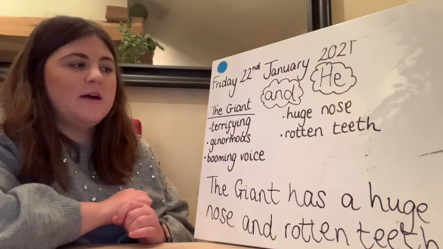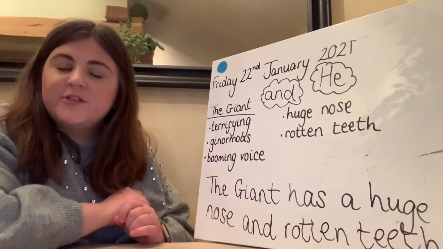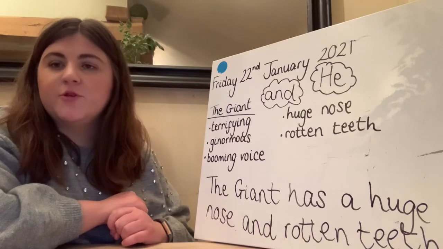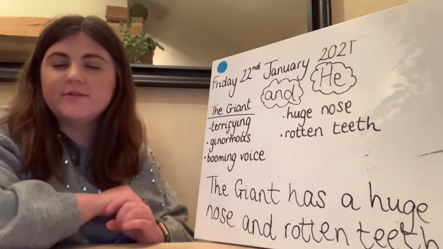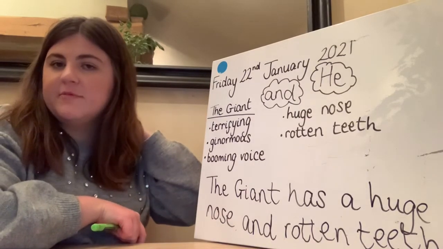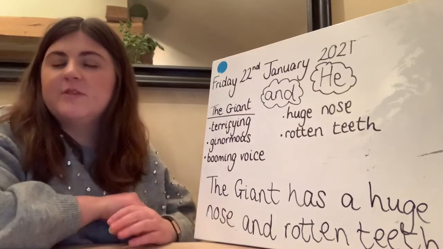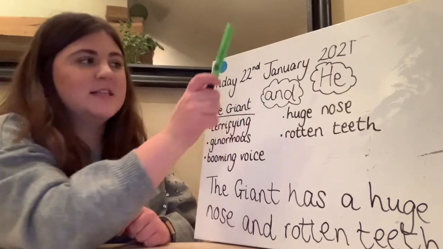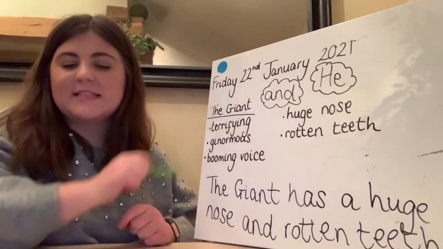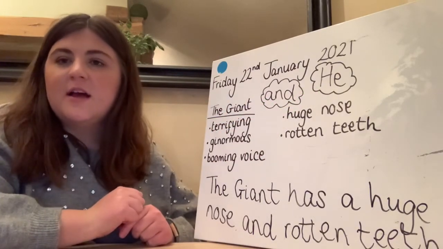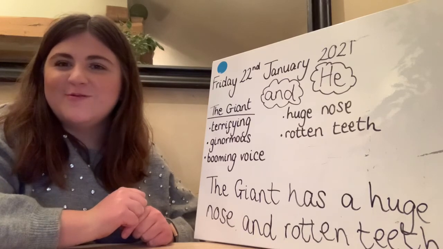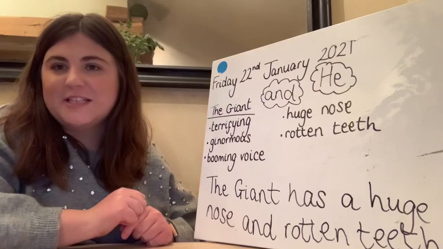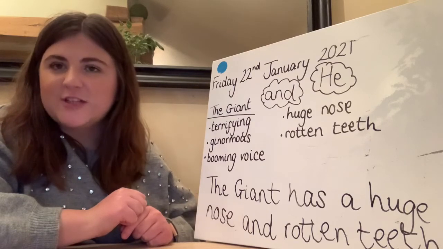Okay? So your job for the rest of today's English lesson is to write your character description for Jack using the adjectives or the adjective phrases that you have already written down. Have a go at using the conjunction and have a go at using he as a sentence starter. And I look forward to reading your brilliant character descriptions with your adjectives to describe Jack.